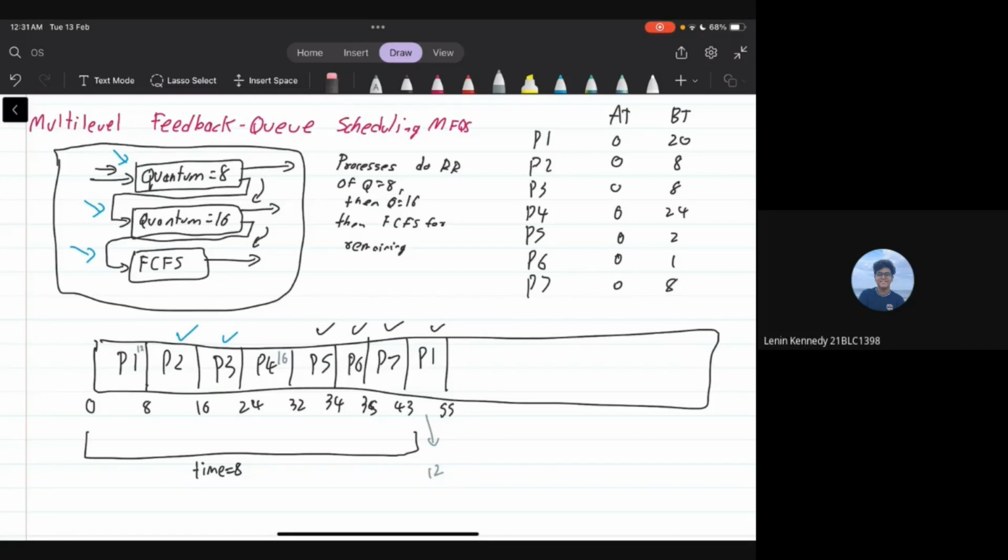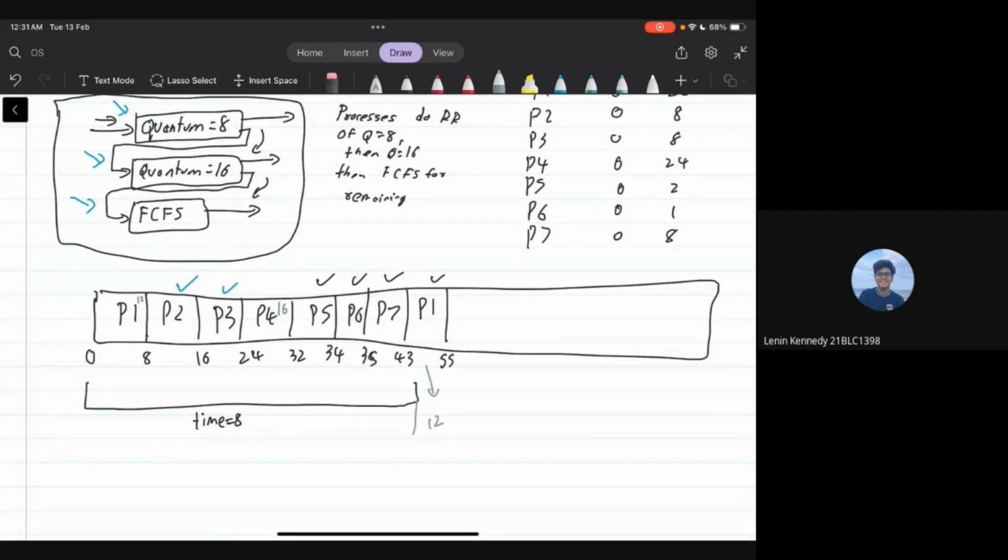So what happens is, time quantum of 8 is done. Now you have to do time quantum of 16, which means the maximum will be 16. P1 only had 12 left, so this becomes 0. P1 is done. Then P2 was already done, P3 was done, P4 is there, which has 16. So this will again become 0, and the finish time is 71, I guess. And that is also done.